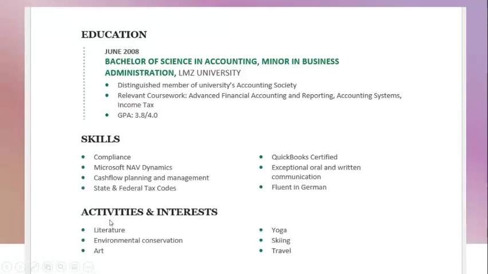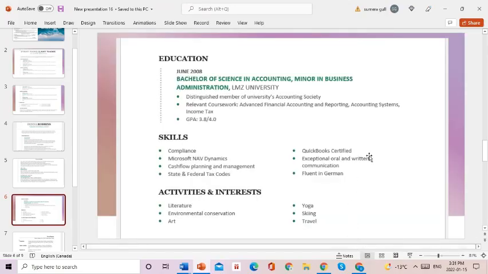The last one is activities and interests, which is about your hobbies. You can talk about your hobbies, so put them as activities and interests. You can see literature, yoga, and these kinds of hobbies, what you do, it reflects your personality, so always add them to your resume also.